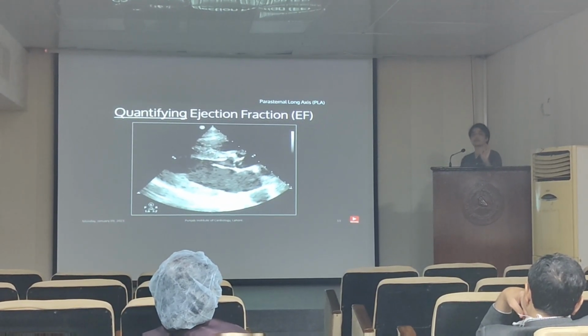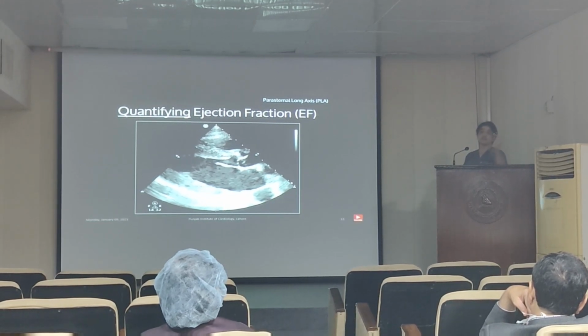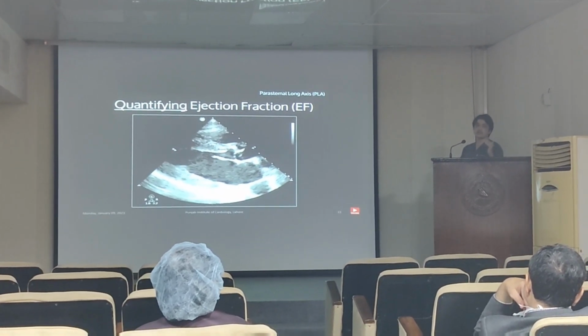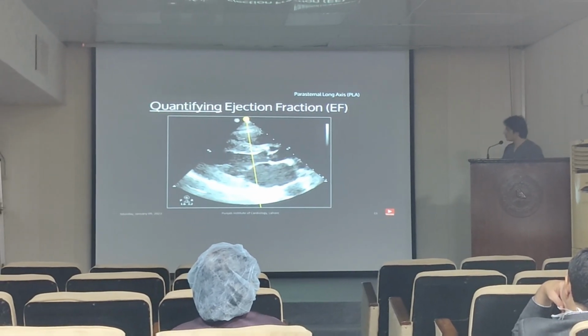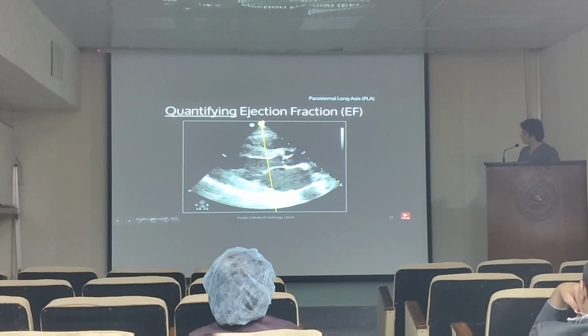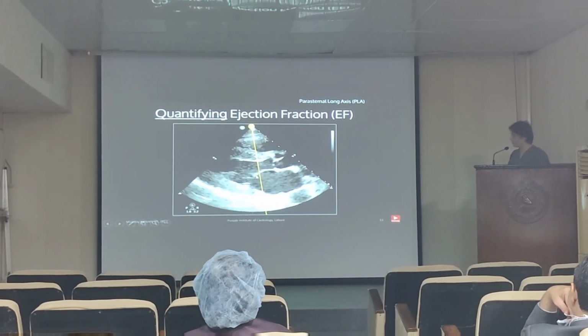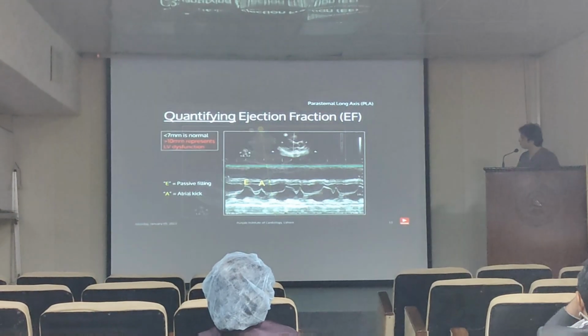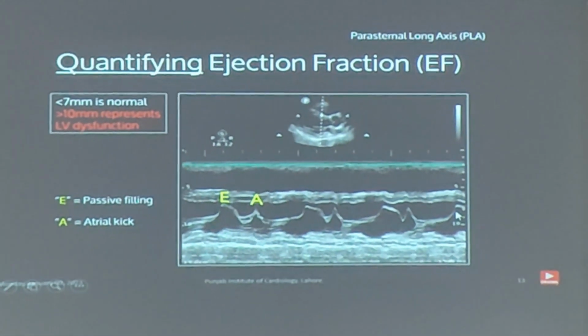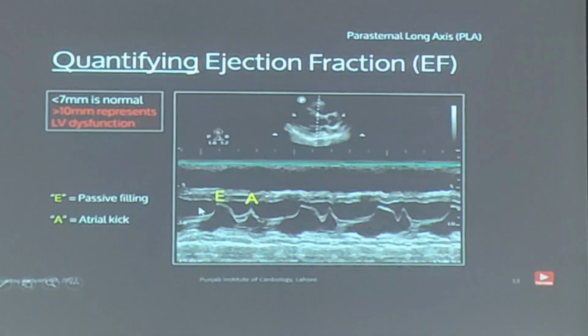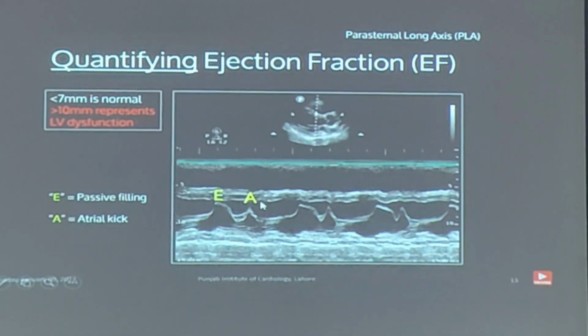M mode will tell us how far the movement of the anterior leaflet of the mitral valve toward the interventricular septum is taking place. We just put our M mode line across the leaflets of the mitral valve, and we press the M mode button, and it will give us a very beautiful view like this. So this is the E point and this is the A.